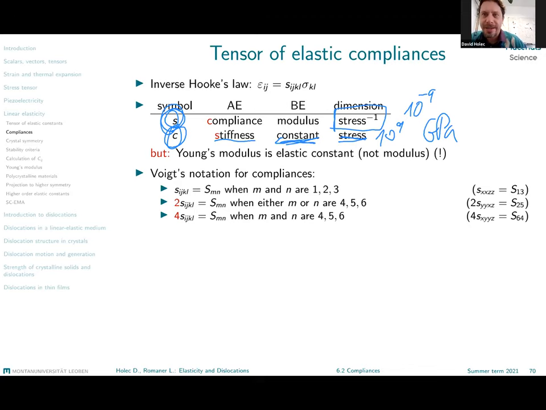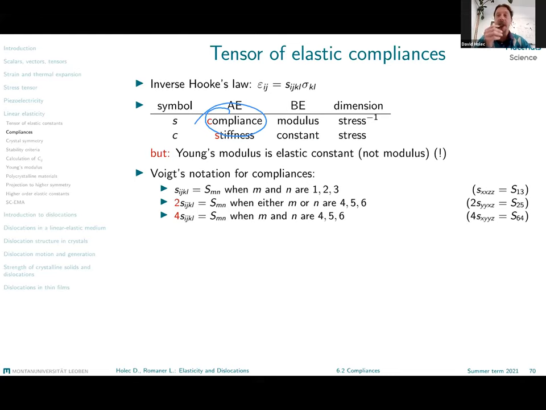The name for this quantity S, for this material property, that I will be using here, and I mostly use, is compliance. This comes from American English. In British English, this quantity is often referred to as modulus. This is completely confusing because you know Young's modulus, bulk modulus, shear modulus, all of these moduli have the dimension of elastic constants. And indeed, they are calculated from elastic constants. So this terminology modulus here is confusing. That's why I certainly prefer, for the quantity S that comes through the inverse Hooke's law, to use compliance.